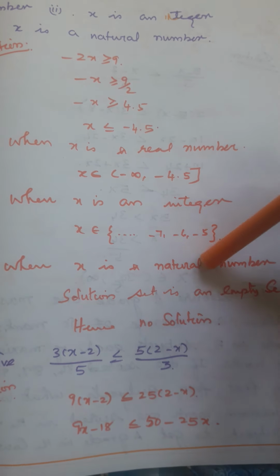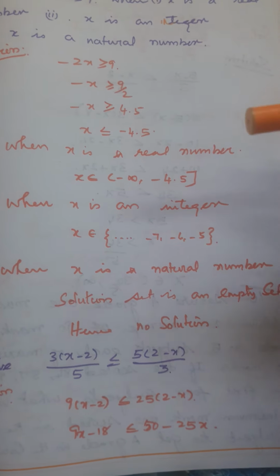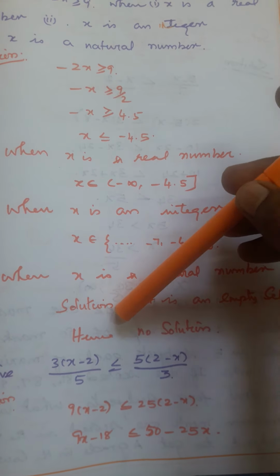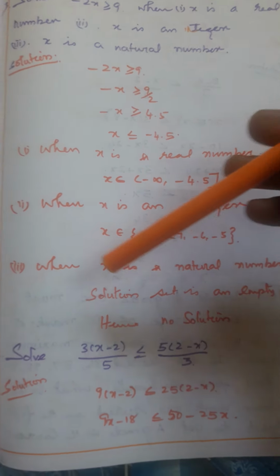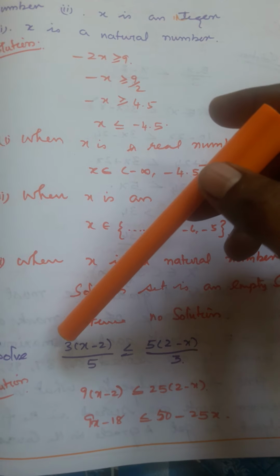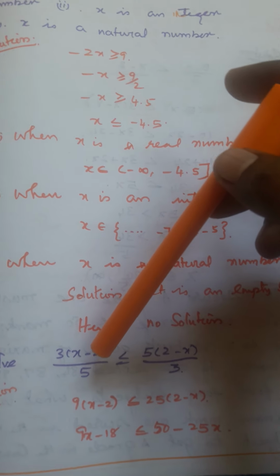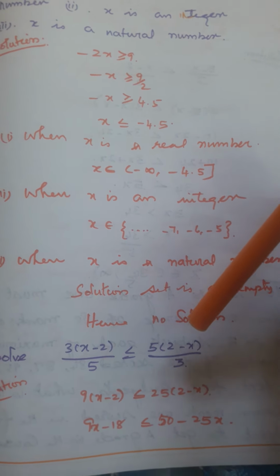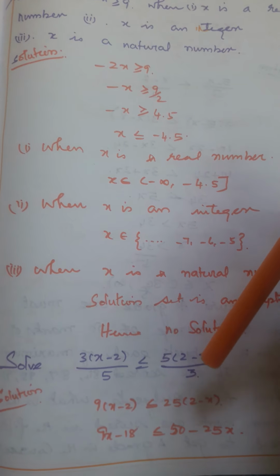And x is a natural number. In natural numbers we don't have negative values. Hence here the solution set is empty. And your fourth one, solve 3 into x minus 2 by 5 is less than or equal to 5 into 2 minus x by 3.